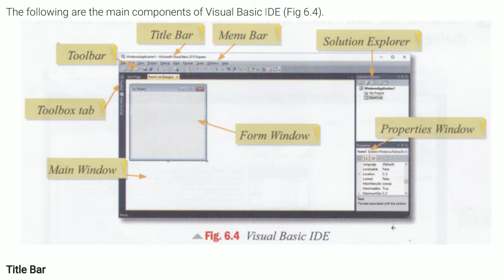The title bar appears at the top end of the Visual Basic application window. It displays the name of the project. By default, the first project is named Windows Application 1. In the title bar, the word written, design, in the bracket specifies that the Visual Basic application is currently in the design mode.